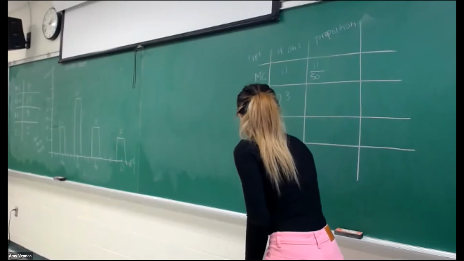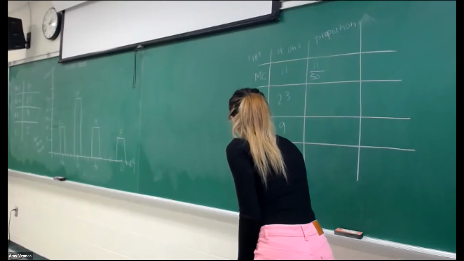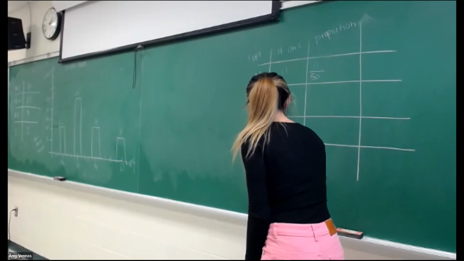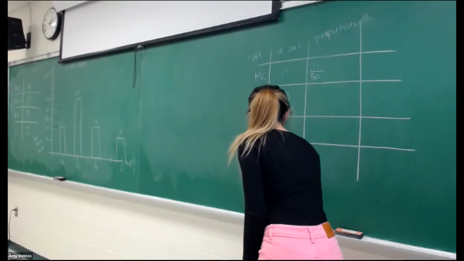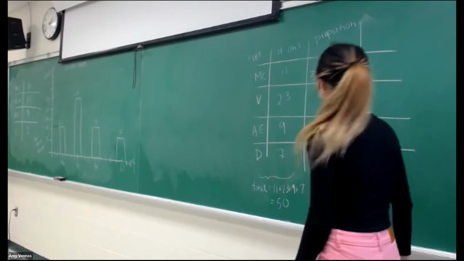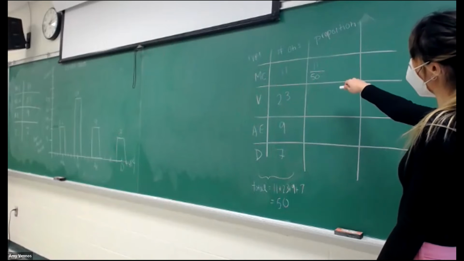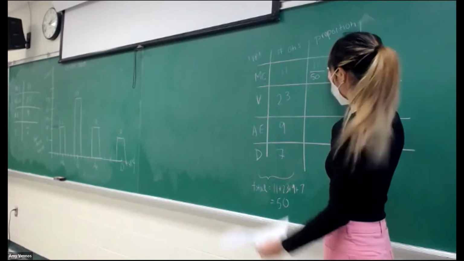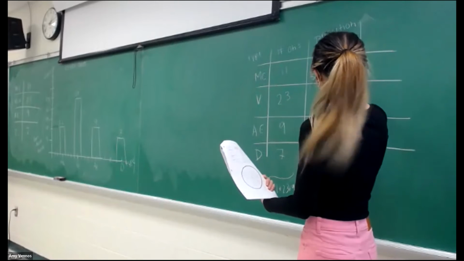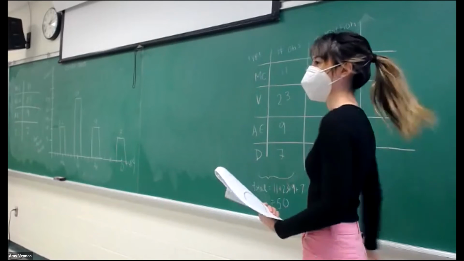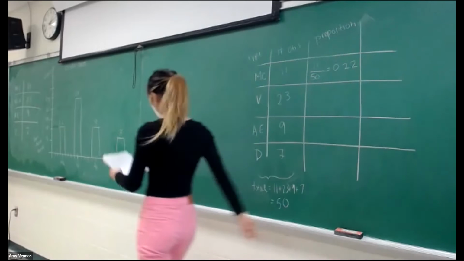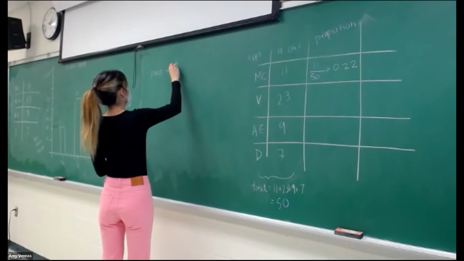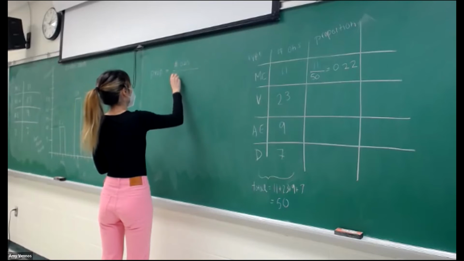Now we know the total is 50 because we can just add up all the observations, right? 11, 23, 9, 7. That's equal to 50. So in order to find the proportion of something, we take the number of observations and divide it by the total, right? In this case, 11 divided by 50 is 0.22. So we have an equation here. Proportion equals the number of observations over the total, right?